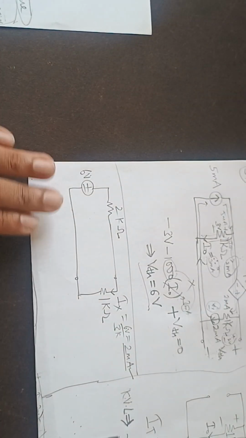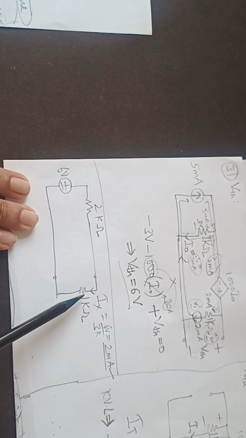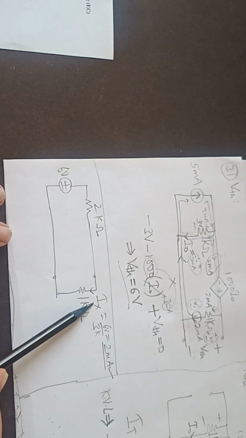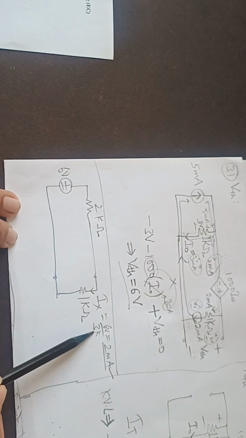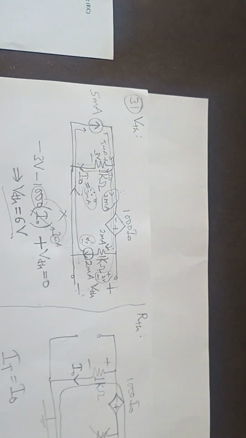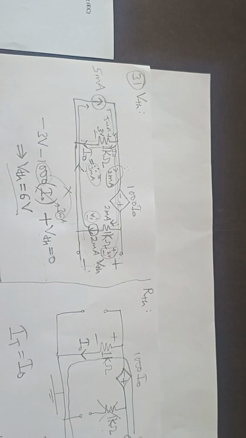So once VTH and RTH are found, this is VTH, this is RTH. Now we need to find this IX, because we need to find current in this branch. So you can clearly see IX is 6 volt divided by total resistance 3k, so this is 2 milliampere. So that's the usual approach.